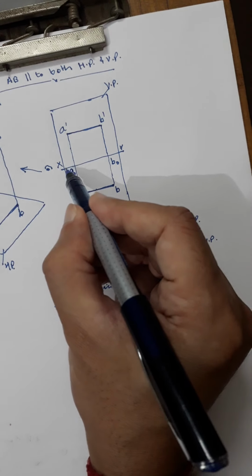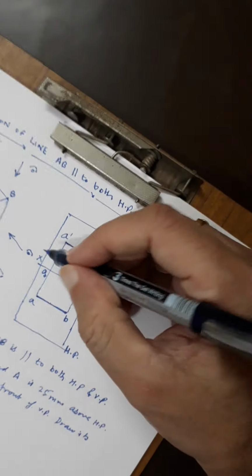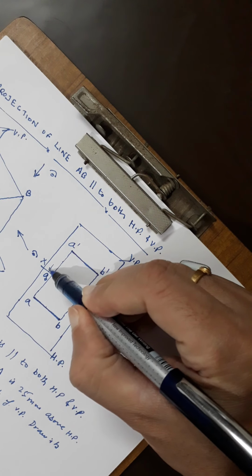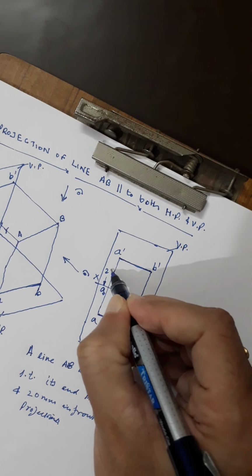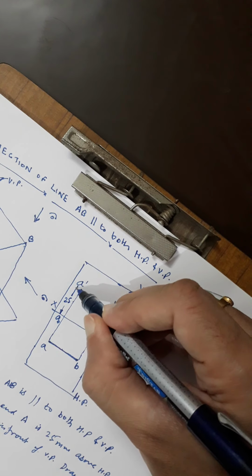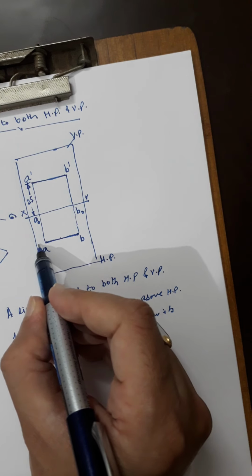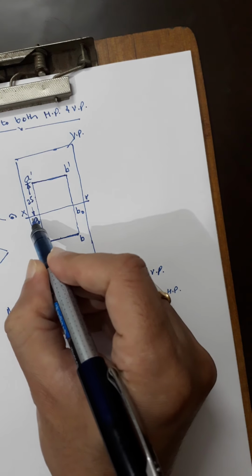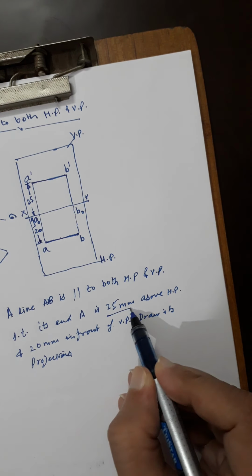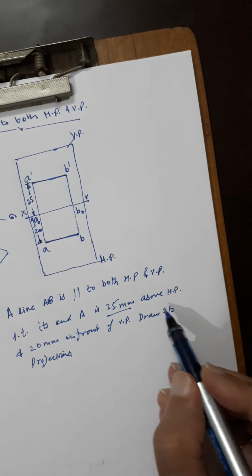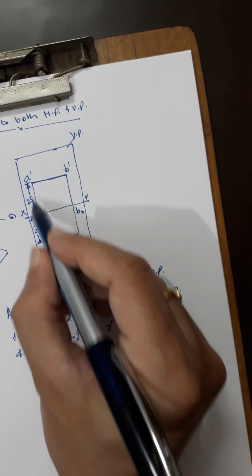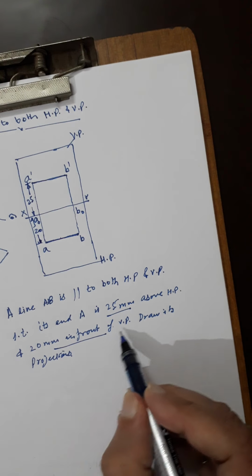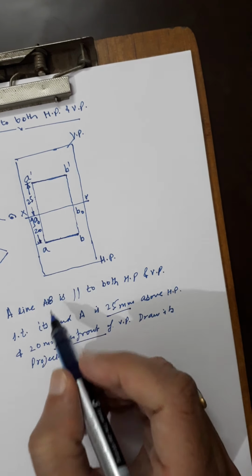of VP. So above HP distance, so this is above XY. So this distance will be 25 mm, and this distance is given 20 mm. This distance is 20 mm below XY because this is in the front. Above HP means towards front view, and 20 mm in front of VP means it is below XY towards top view. Now I will draw this on the sheet.